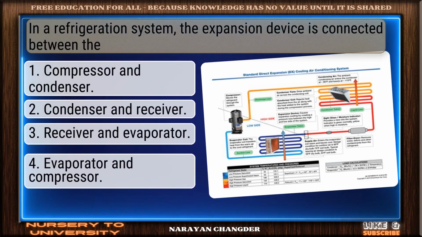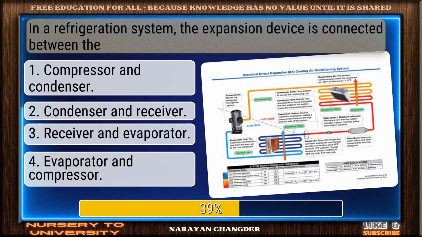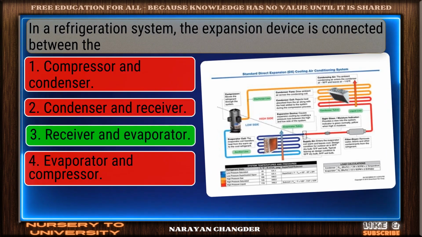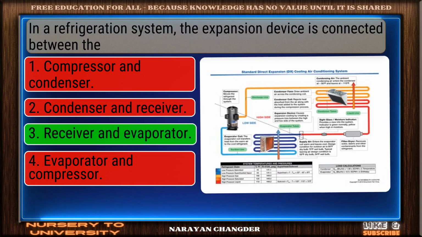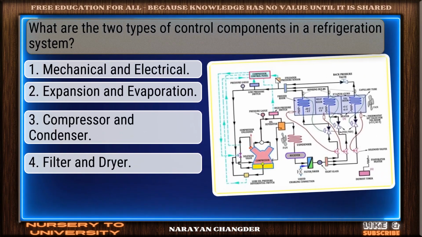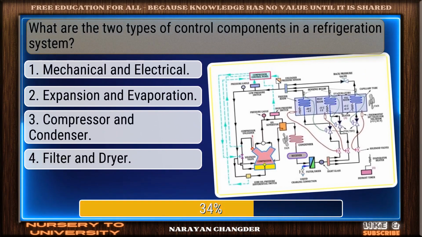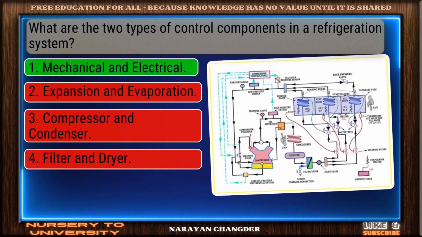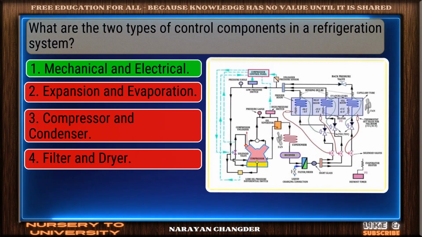In a refrigeration system, the expansion device is connected between the... Well done. Receiver and evaporator is the right choice. What are the two types of control components in a refrigeration system? Correct response. Mechanical and electrical is the most accurate answer.